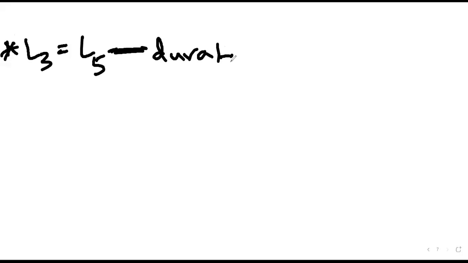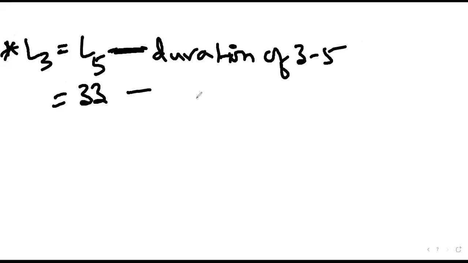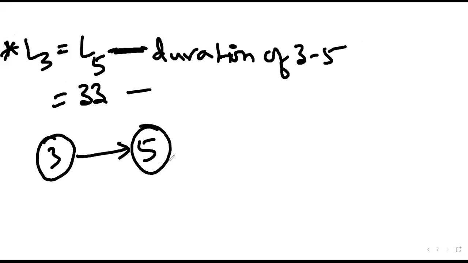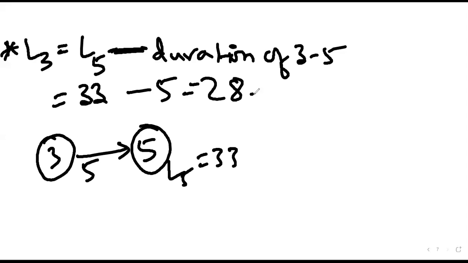Okay, so L3. L3 is equal to L5 minus duration of 3 dash 5. L5 we know it is 33. What is duration of 3 dash 5? 5 days. 5? Yes. So L5 is equal to 22. This is 5 months. So 28.